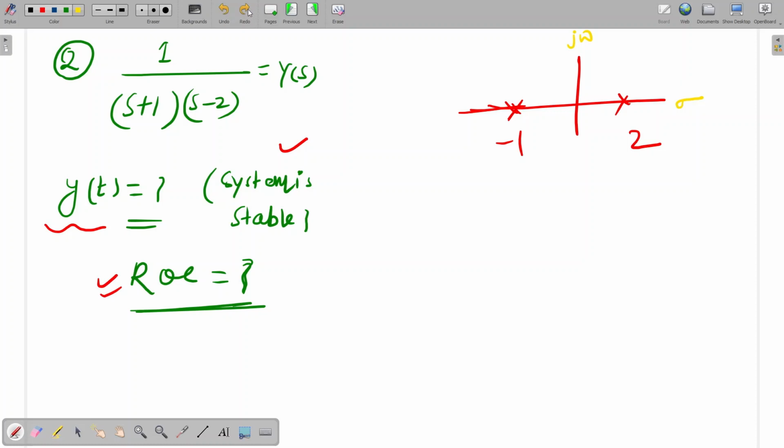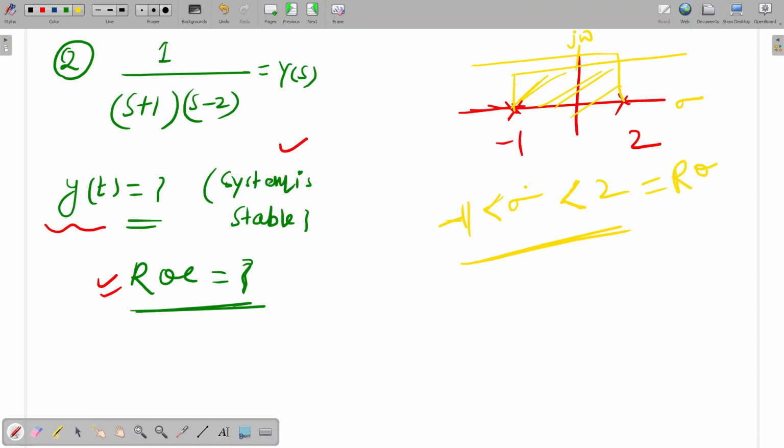So what should be the ROC here? -1 less than sigma less than 2. If I take both as less than, the common ROC is this one, and then also it will not include the j omega axis. But if I select sigma greater than -1 and sigma less than 2, one will be on this side and the other on this side, so the common ROC will include the j omega axis. So this is the ROC. Is it clear to all?